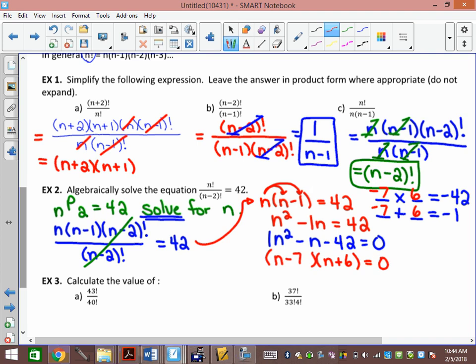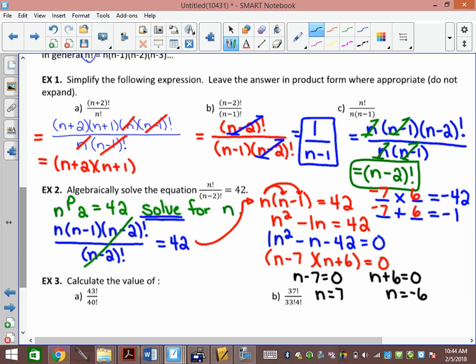And then there was one more step in grade 11. Because have I solved? Do I have n equals anything right now? No, I have two factors, but I don't have n equals anything. So I take those two factors. N minus 7 equals 0. N plus 6 equals 0. N equals 7. Move it over. N equals negative 6. Okay?